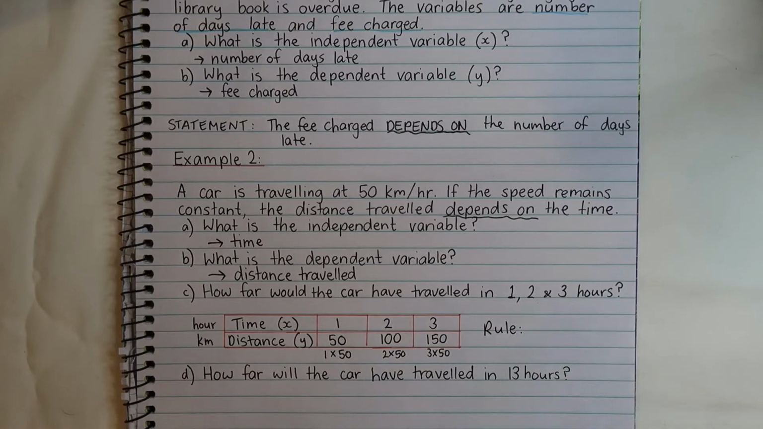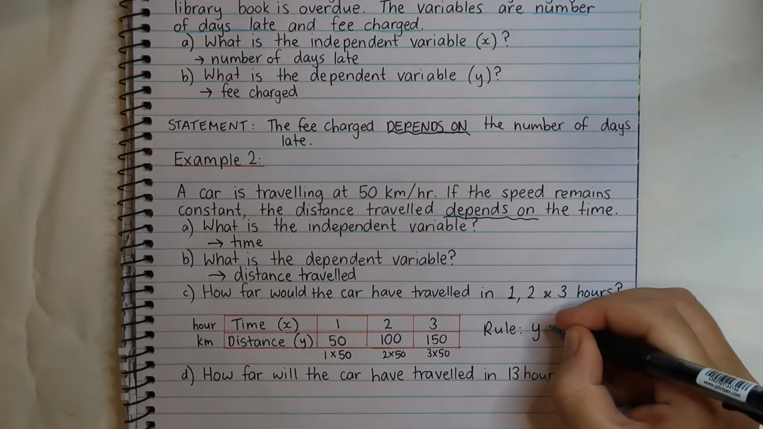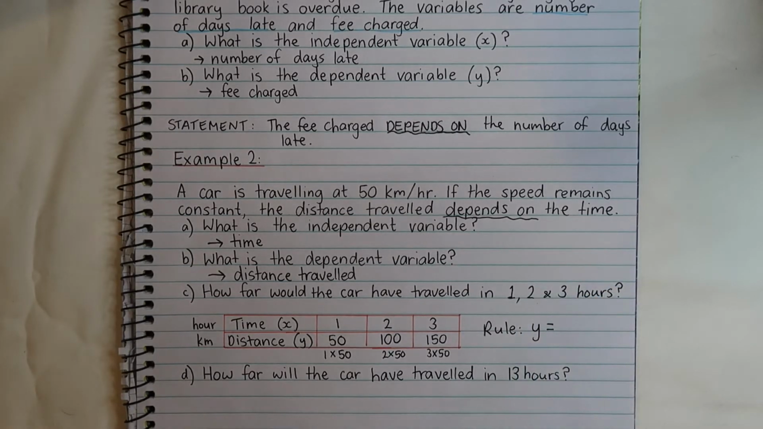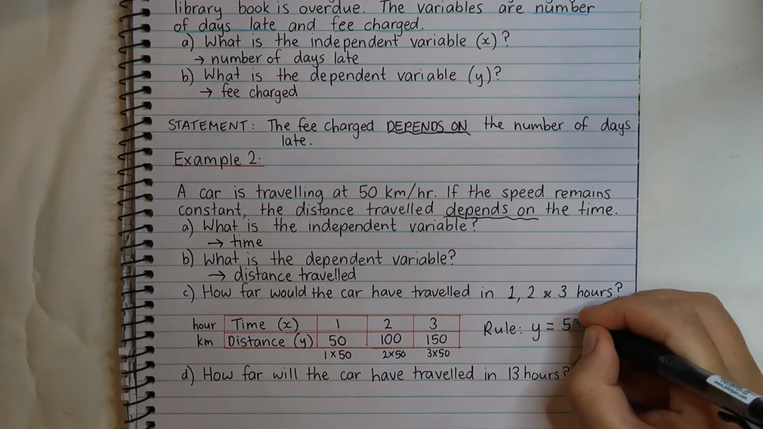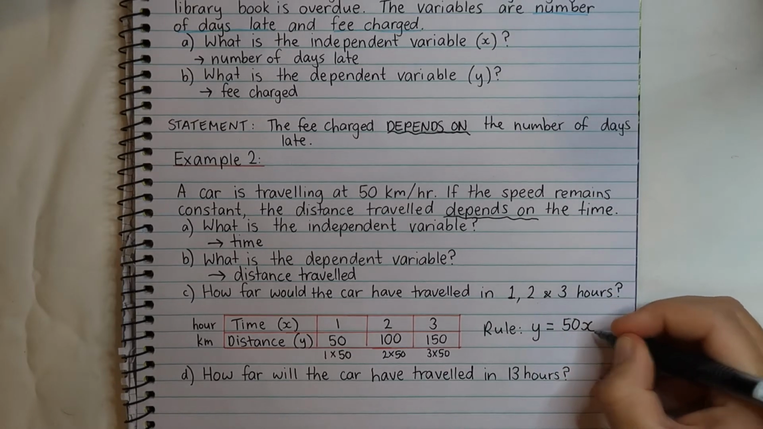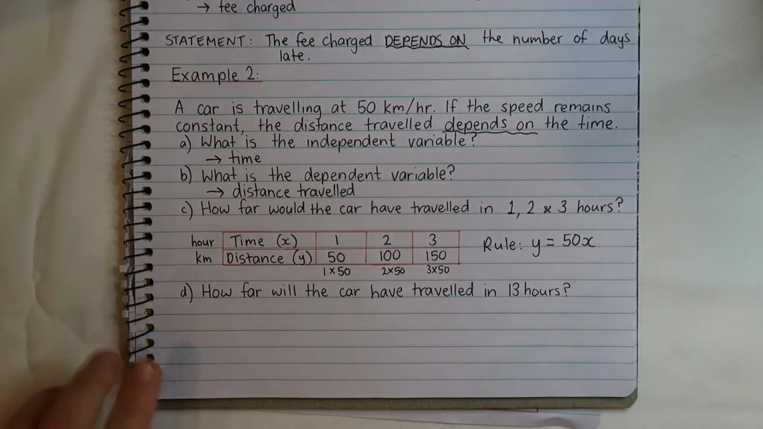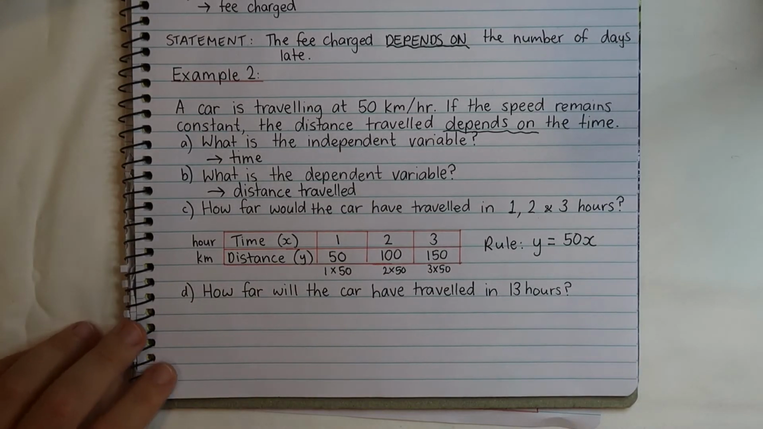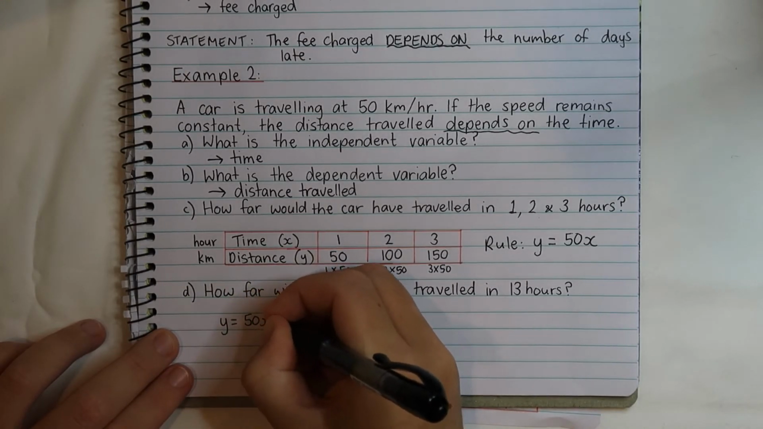So we need to write this as a rule. So we want to know our distance, which is y. And we know that y is equal to 50 multiplied by our time which is x. So having a look at D, we have how far would the car have traveled in 13 hours. So let's write down our rule. Y is equal to 50x.